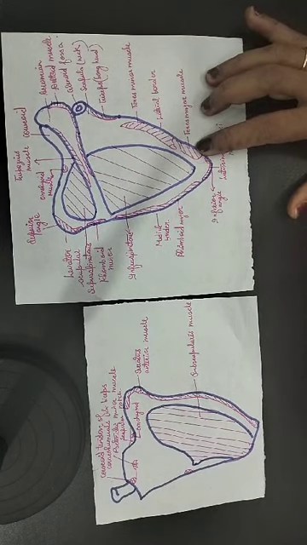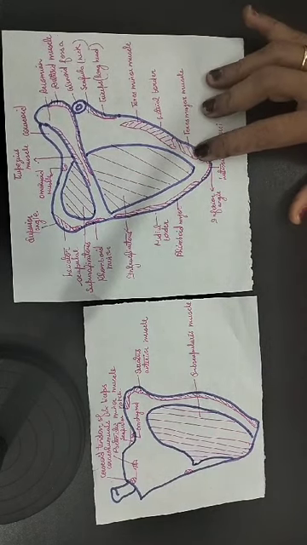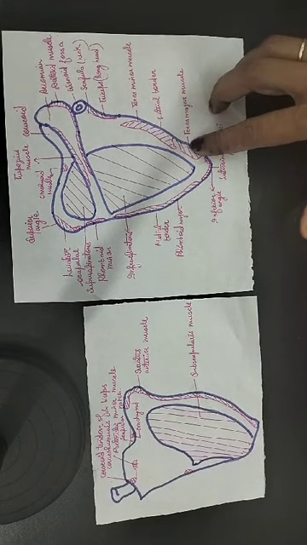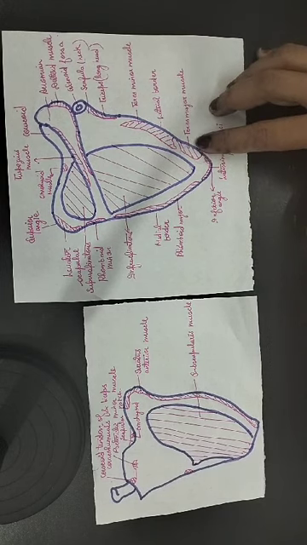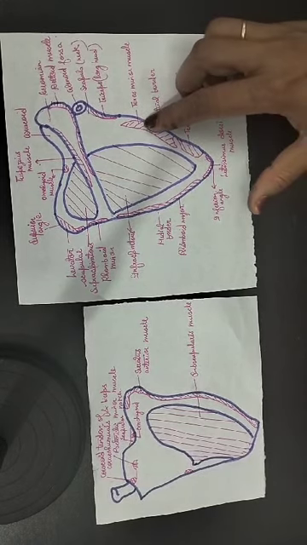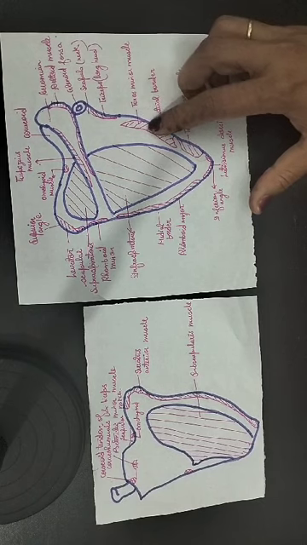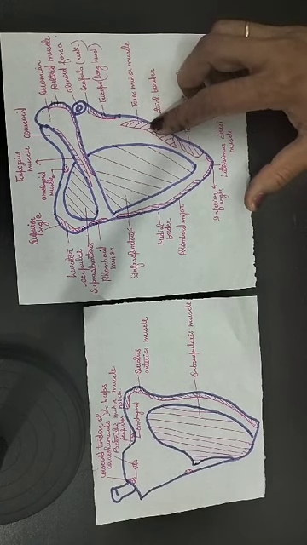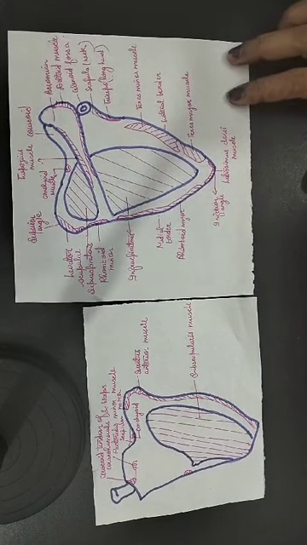It originates from the lower portion of the lateral border. This is the lateral border and this is the lower portion of the lateral border and the posterior surface of the inferior angle. Now coming to the teres minor muscle. This muscle performs lateral rotation at the shoulder joint and it arises from the lateral border of the posterior surface.